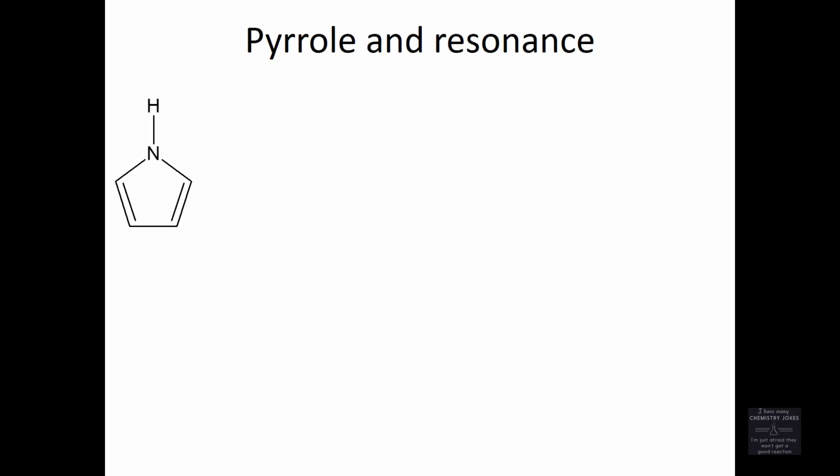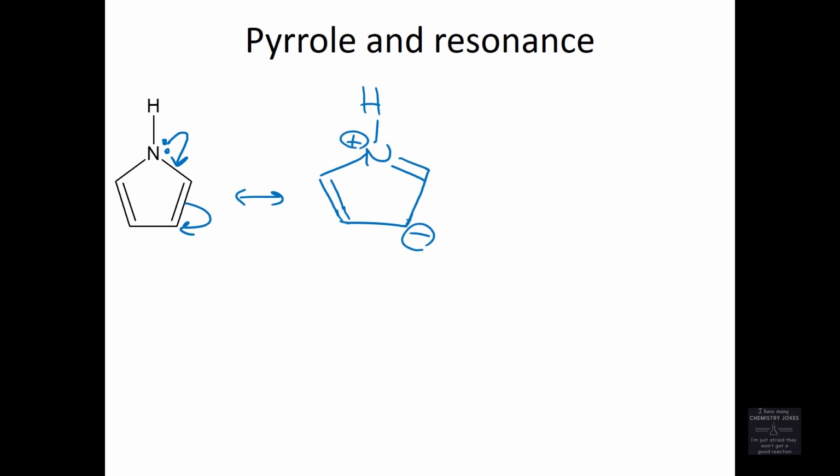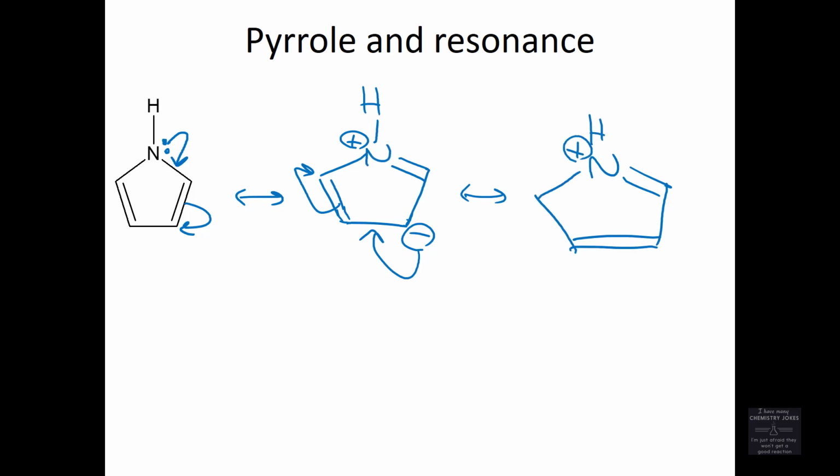So pyrrole, let's draw pyrrole and the resonance of pyrrole. That nitrogen's lone pair is definitely delocalized. It is part of your pi system, so it can be donated. And we can keep on donating. Round and round and round we go. Well, we can do some more.